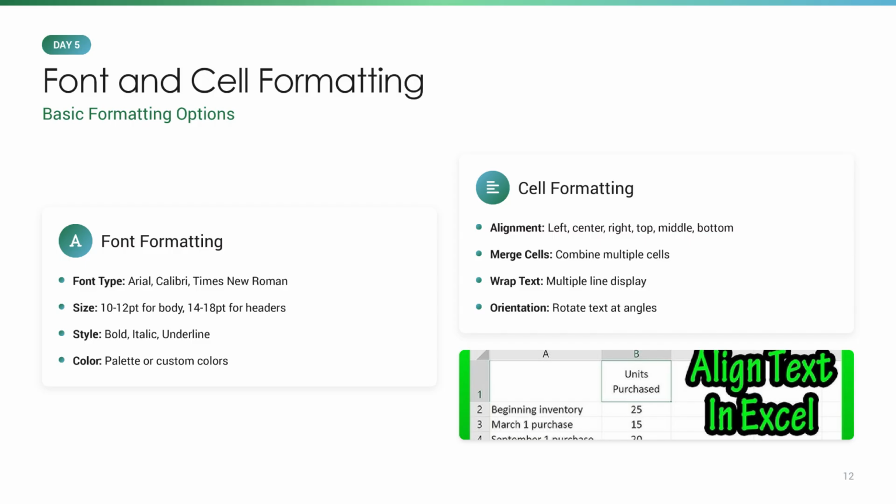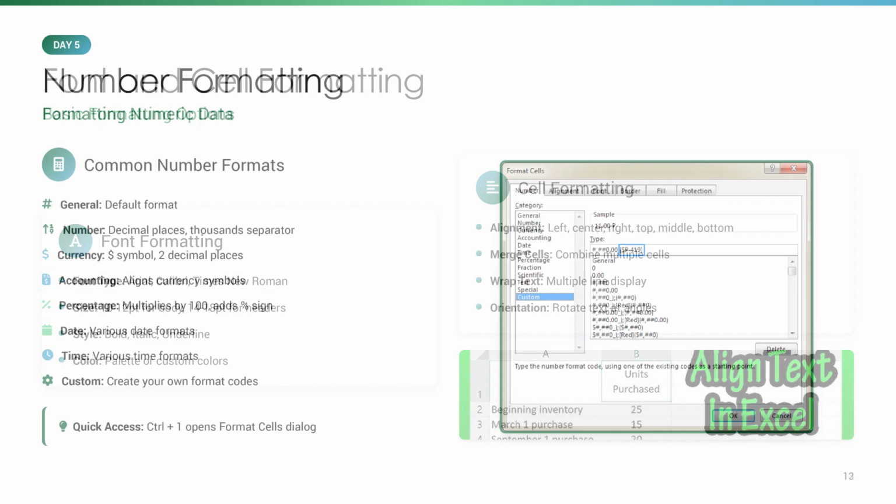Font and cell formatting. Formatting helps your data stand out. Choose font types, adjust sizes, or use bold and underline for emphasis. Align text, merge cells for titles, wrap text for long entries, and rotate text for design purposes. A clean and consistent format makes your workbook easier to read.